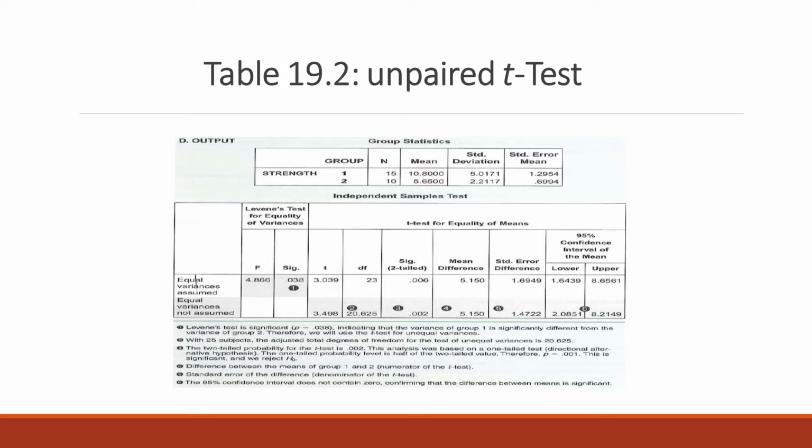Look at the black circle with a 1 inside it. In this instance, we will use the second line of data in the output, equal variances not assumed. The findings for this analysis are significant for a one-tailed test. We reject the null hypothesis. We will review these slides in class.